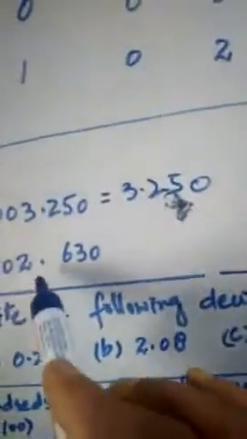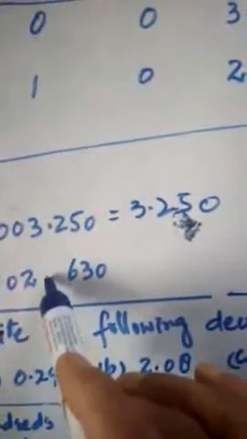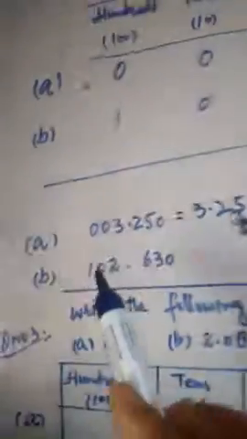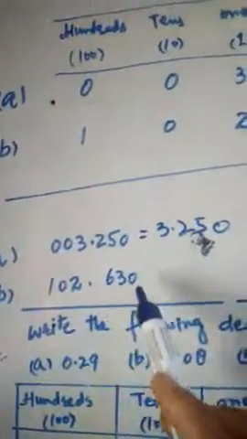But when we go towards the tenths and hundredths, then first comes the decimal. It is put here as a point. Then 6 tenths, 3 hundredths, and 0 thousandths are written as 630. That means it is 102.630.